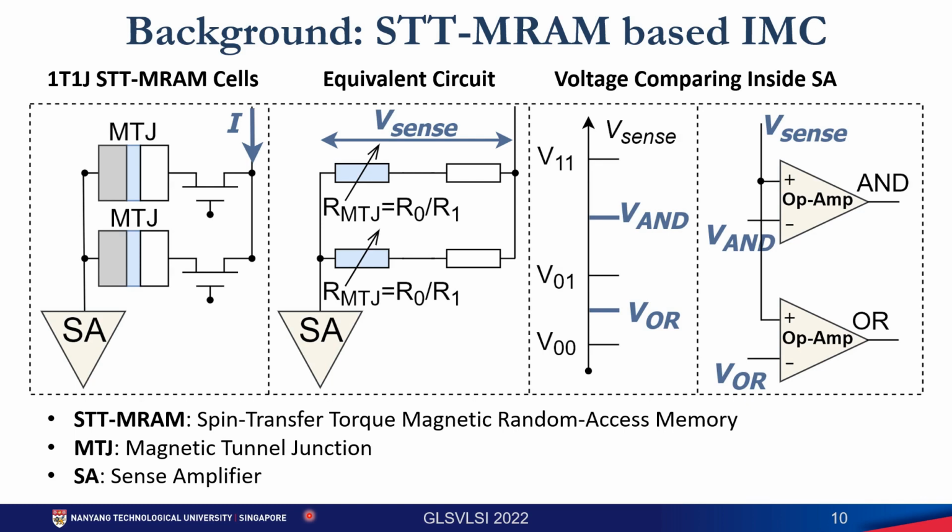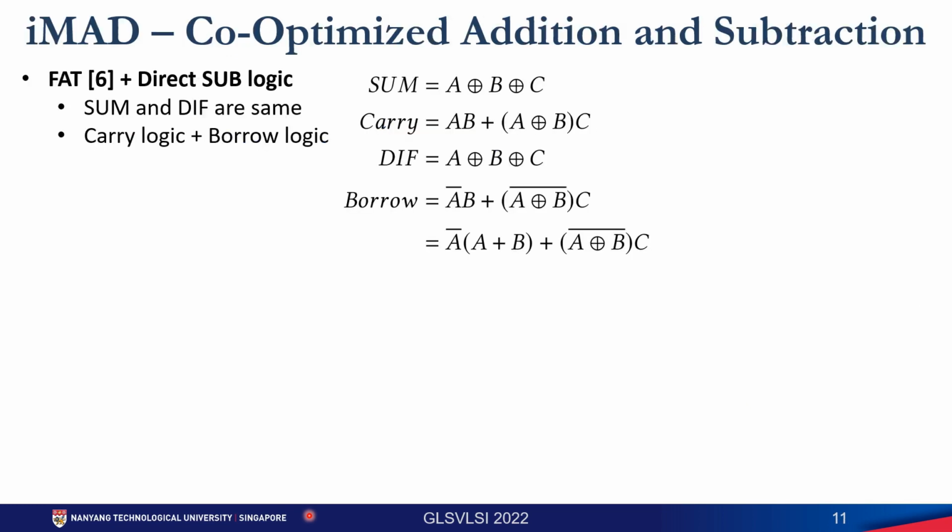Comparing the sensed voltage with the reference voltage V-AND, we can get the AND result. Comparing V-sense with V-OR, we can get the OR result. We can add more logic gates to achieve more complex functions like addition and subtraction. As the Boolean equations show, sum is the addition result, diff is the subtraction result. Sum and diff can share the same circuit, but carry and borrow need their own circuits.